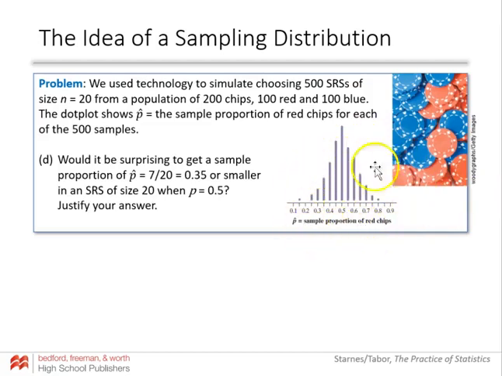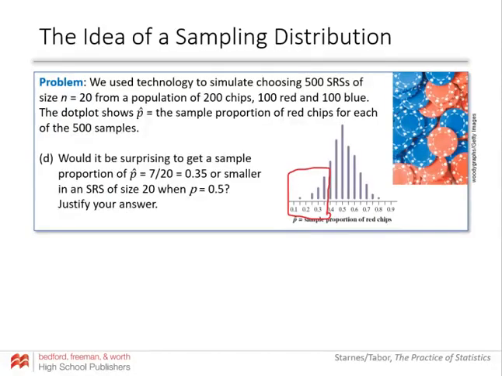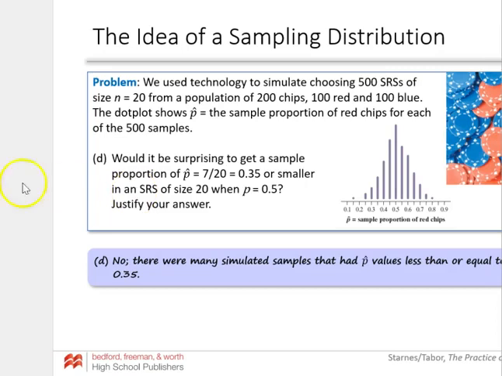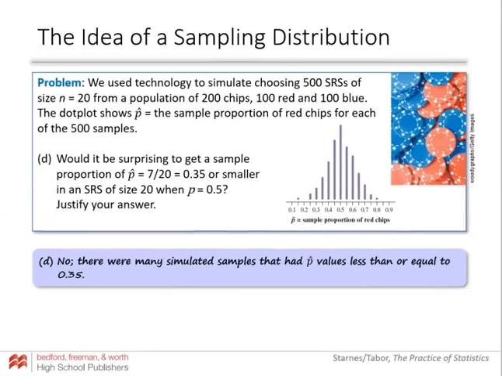And we're always going to justify based on the graph. So if I look at this graph, 0.35 and lower would be all of this area. And if we look, there are quite a few dots. There's lots of dots in that section. We don't have a hard and fast rule. We'll talk about that later. But in general, we're looking at about 5%. So the amount of dots that were 0.35 and lower is way more than 5% of the total number of dots. So no, that's not really surprising. 0.35 happens a lot, even when the population is 50-50.